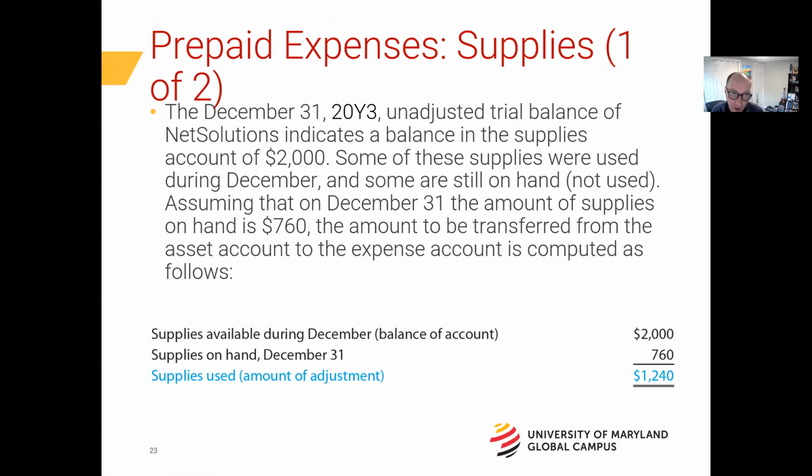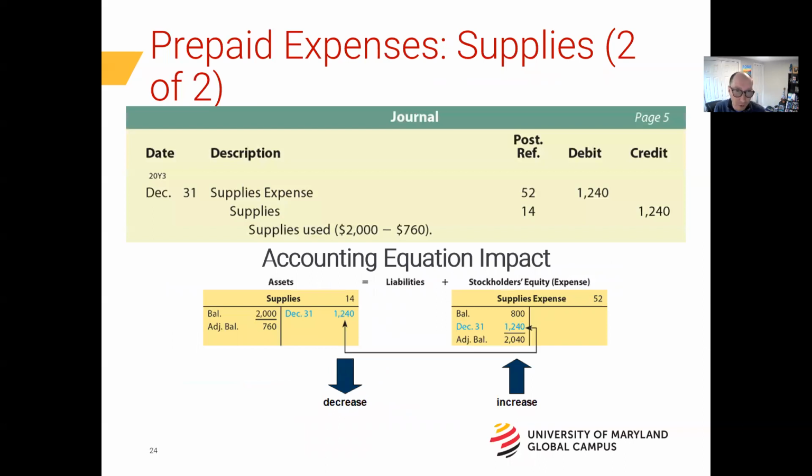We assume that on December 31st, supplies on hand is $760. So we started the month with a beginning balance of 2,000 and an ending balance of 760. So 2,000 minus 760 tells us that during the month we used 1,240. We would make an adjusting entry to reflect the consumption of 1,240. So we debit supplies expense 1,240 and we credit supplies. This increases our supplies expense and decreases our inventory by that amount.